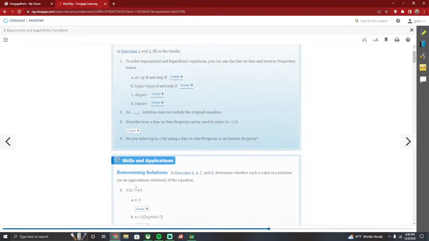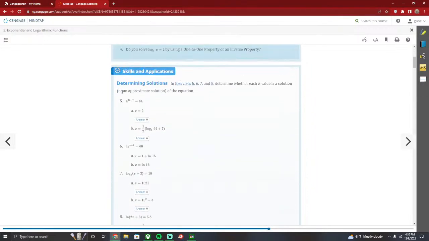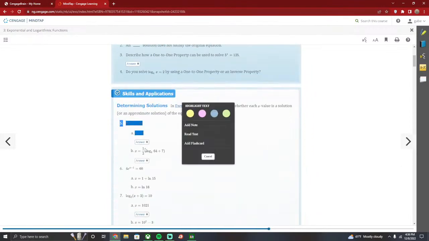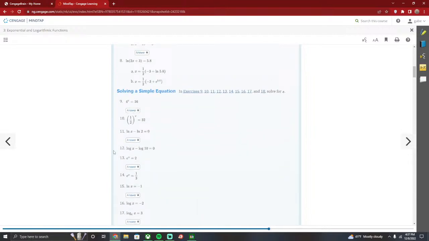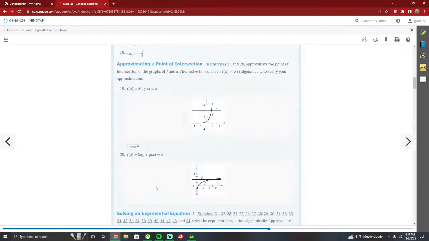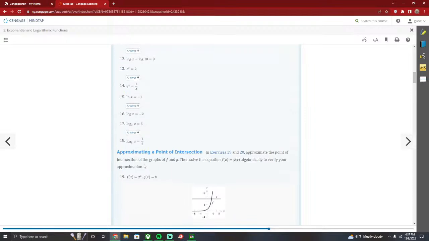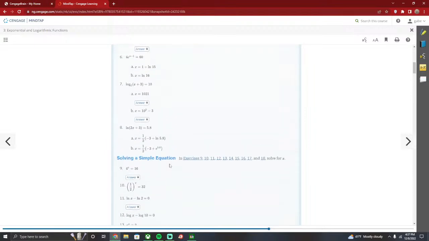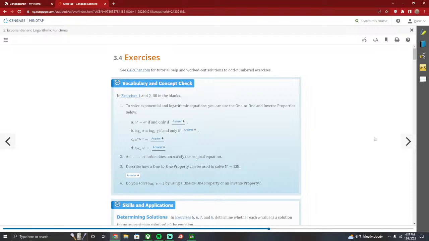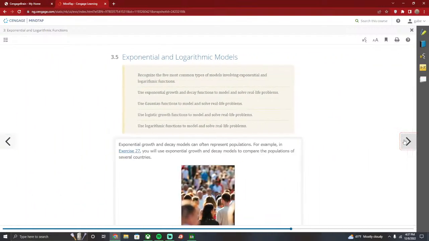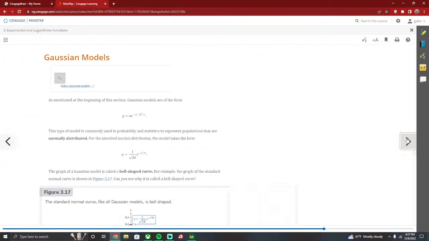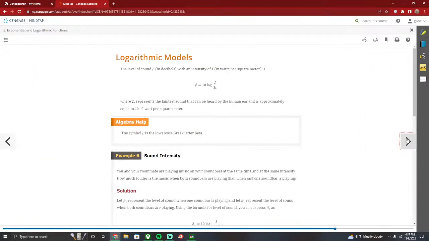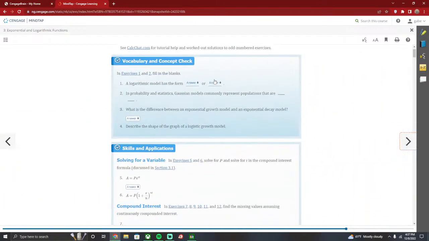Let's see how this goes. I need to do problems 5, 6, 13 and 14, which are these two, and then 17 and 18, which are these two. Is that right? No, it's the next one. So it's pretty much just saying, just use Desmos for a lot of this dumb stuff. Alright, here we go.